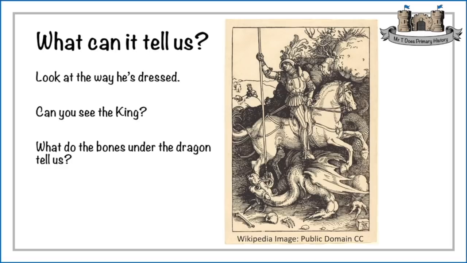Can you see the king? Look on the left-hand side of the image. Just behind the back of the horse's tail and just above it, you can see the king. He looks like he's hiding. I wonder if that's there to try and convince us that St. George is braver than the king. And then look at the very bottom of the image. There are bones. What does that tell us about the dragon? Definitely tells us that he's been eating people, I would say.